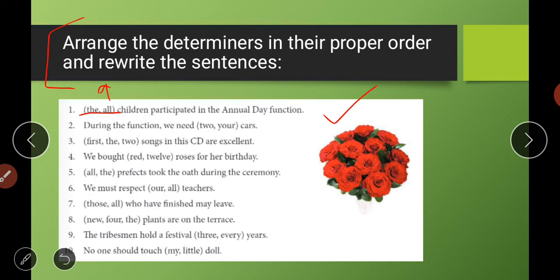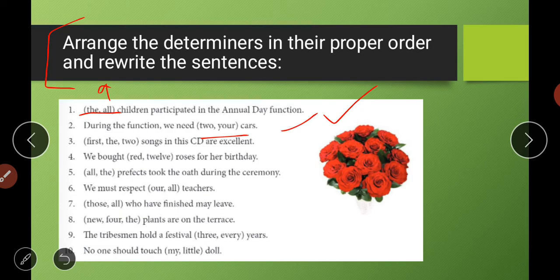Then, 'during the function we need two your cars.' So again, if we look at these words, 'your' and 'two', 'your' is a possessive, and we have discussed that possessives are central determiners, and 1, 2, 3, these are cardinal numbers, and these are post determiners. So the arrangement will be like, during the function we need your two cars. Your will come first and two will come after your.